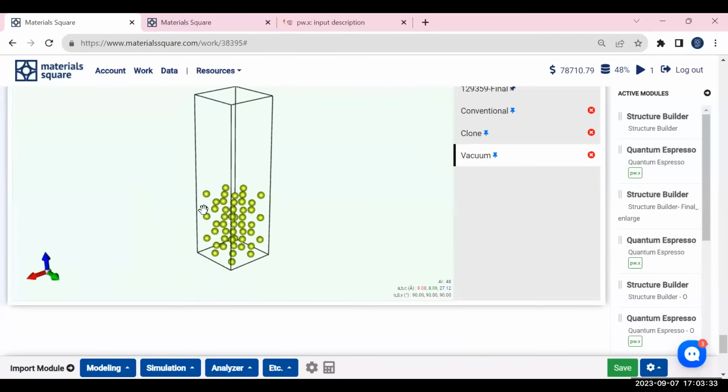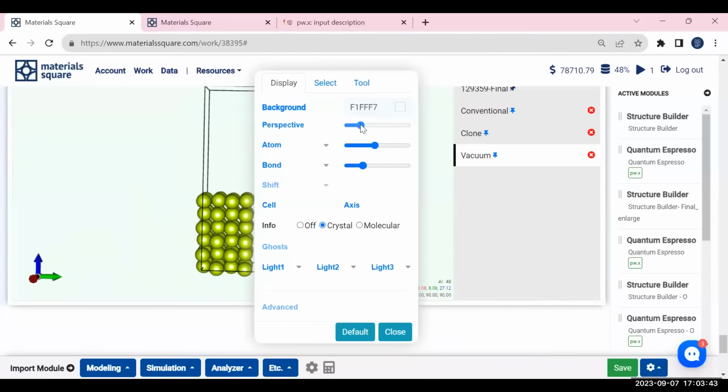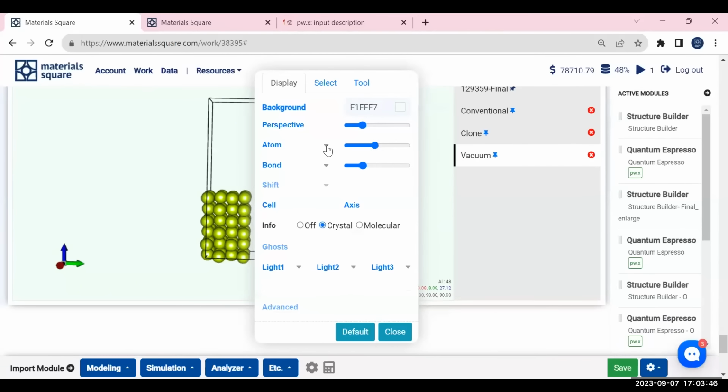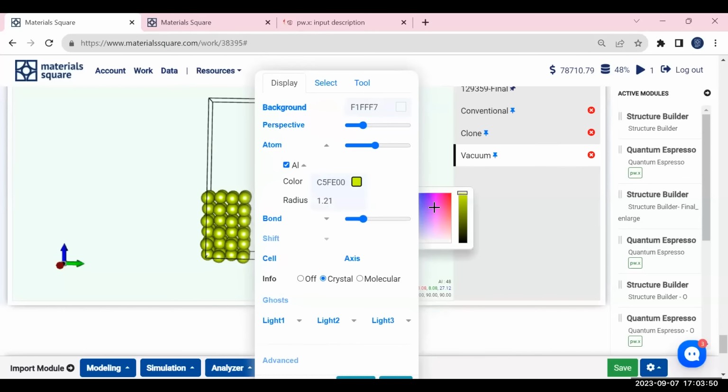You can actually play and change the atom. You can increase the size this way. You can introduce bonds also if you want. You can change perspective. You can also change the color if you want. So maybe you don't like this color, you can change this color or any color you want.